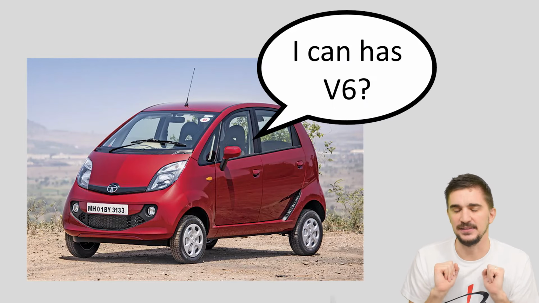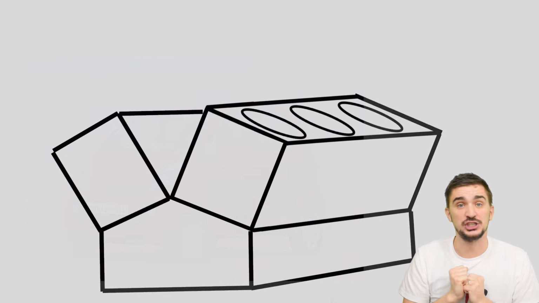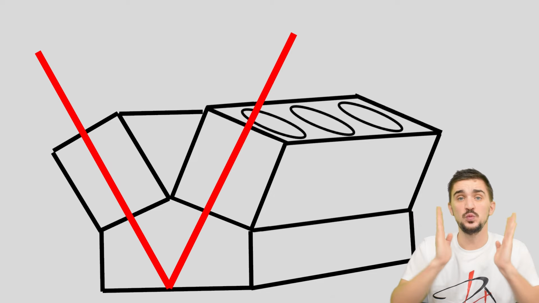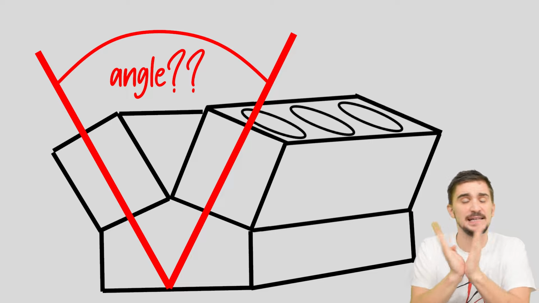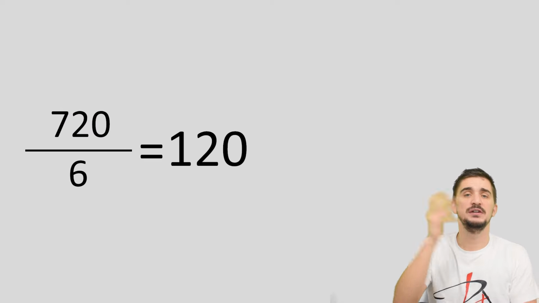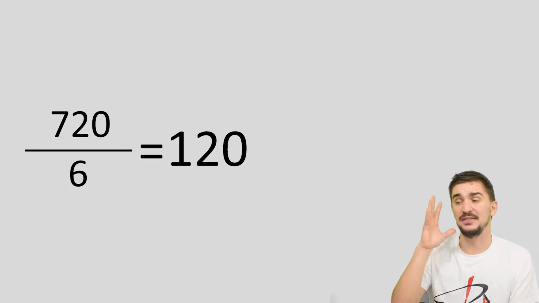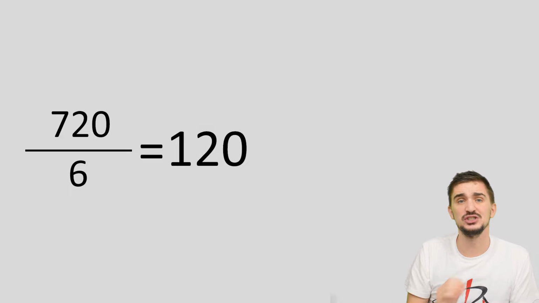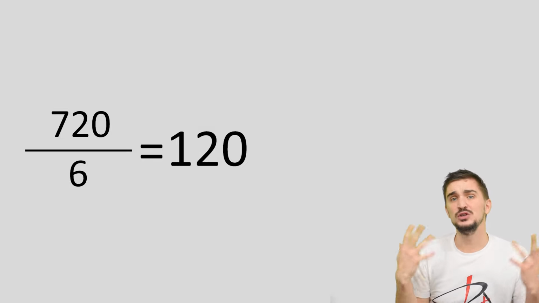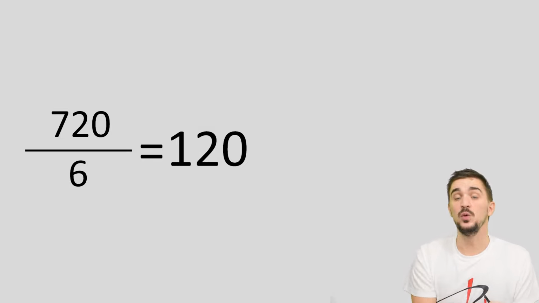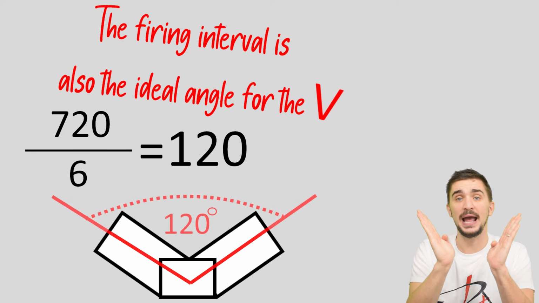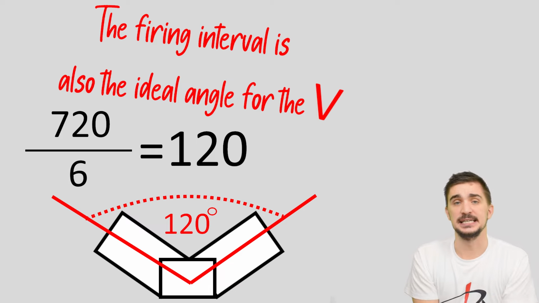Well, almost anything. But now there's a new question arising. Because we have a V shape between the two banks, the question is, what kind of angle is the perfect angle for that V shape? To figure that out, we're going to use again our very simple, useful formula. Because we have again a 4-stroke engine and the same number of cylinders, we have the same formula and the same result, 120 degrees, which was our firing interval. But 120 degrees is also the perfect angle between the two banks of the V in a V6 engine.